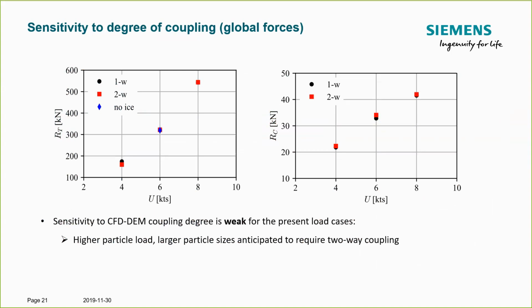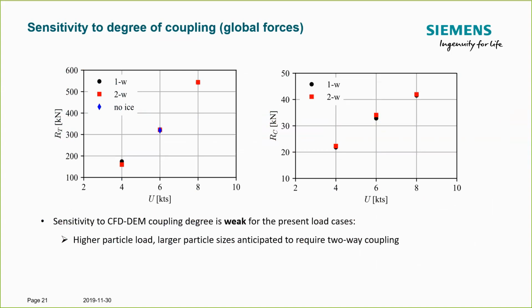Not surprisingly, no ice and one-way coupling will be on top of each other. But if we look at the general trends, we can see that there's not a big difference that would basically warrant using the more sophisticated two-way coupling, for this speed regime, for these sizes of ice clumps, and just the width of the channel, basically.